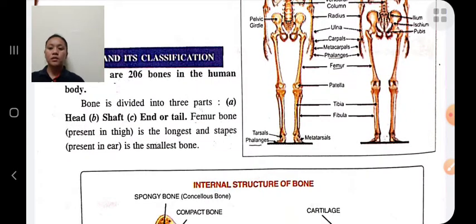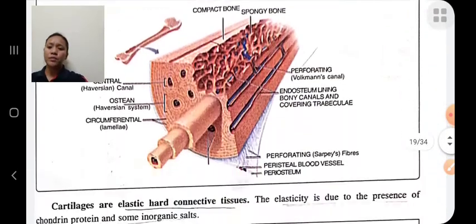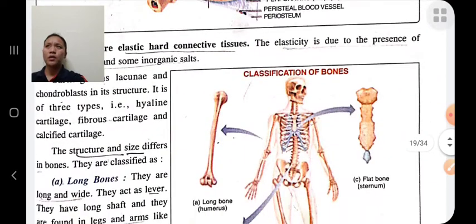The skeletal system consists of 206 bones, and bone is divided into three parts: head, soft bone, and tail. There are types of bones: long bone, short bone, flat bones, irregular bone, sesamoid bone, and cartilaginous bones.